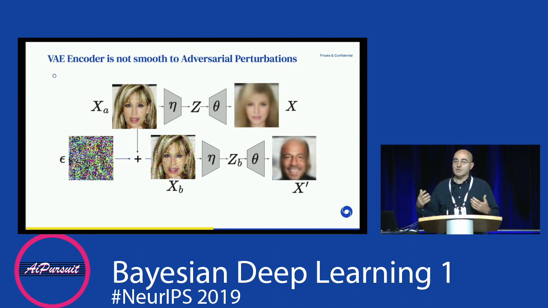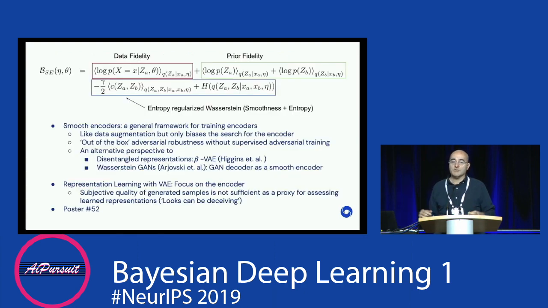What we have done is enhance the encoder structure using a simple coupling method, and when we derive the variational method, we derive a new objective function which has three terms: the data fidelity, the prior fidelity, and interestingly, a smoothness term, which can be interpreted as an entropy regularized Wasserstein distance, which pops up directly from the analysis. If you are more interested in this line of work and how it is related to disentangled representations or GANs, please come to poster number 52.